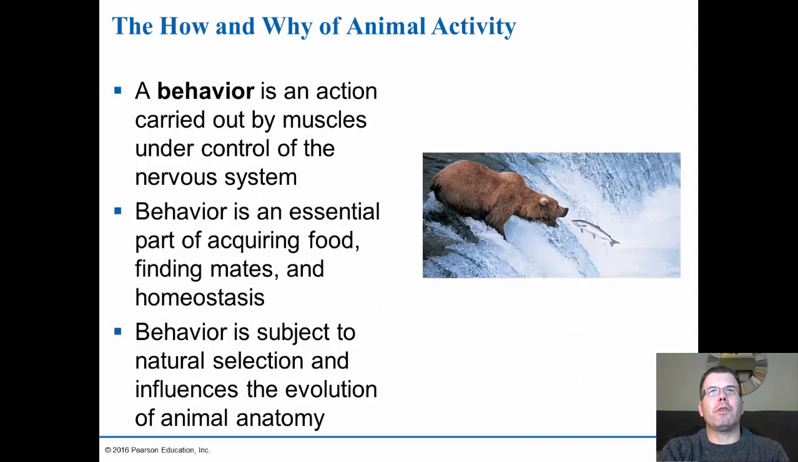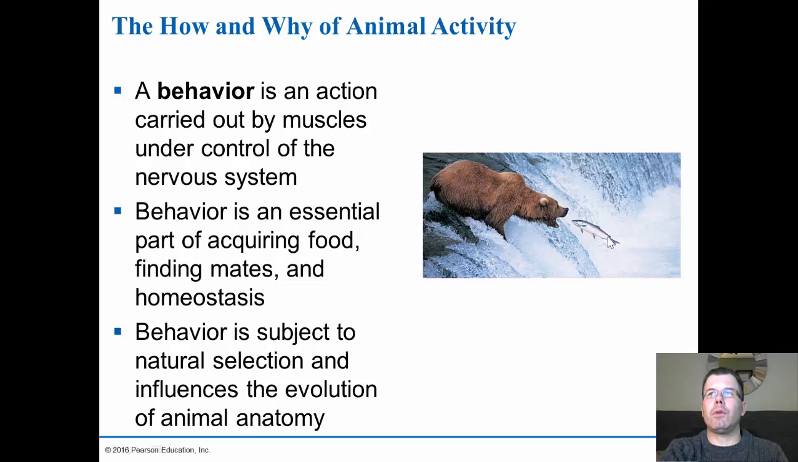So what is a behavior? The how and why of animal activity. Behavior is an action that's carried out by muscles under the control of the nervous system. Typically, these are things that are voluntary, something the animal just does because it's kind of ingrained in their DNA. And we'll look at that as well. Now, behavior is essential for acquiring food, finding mates, and homeostasis.